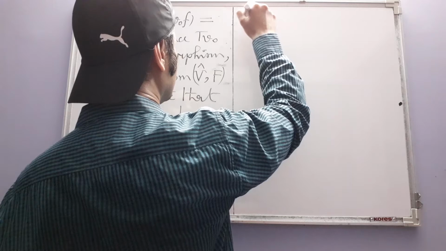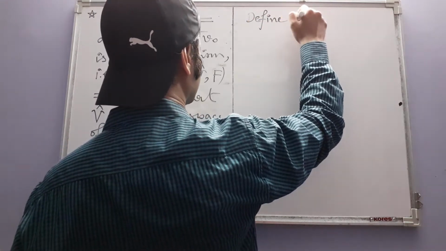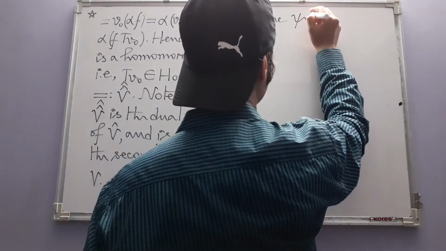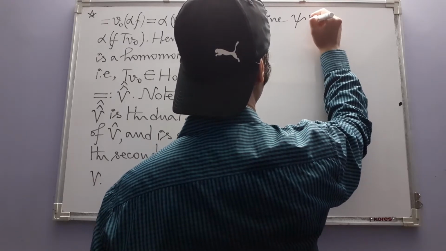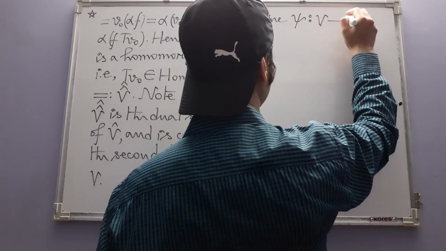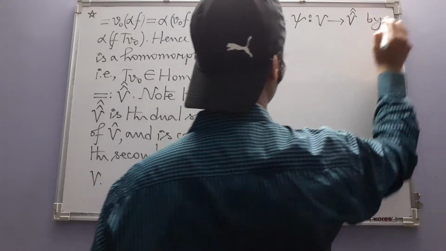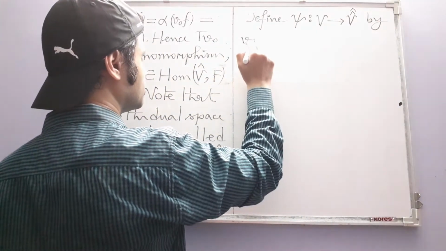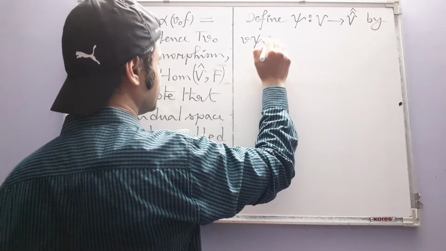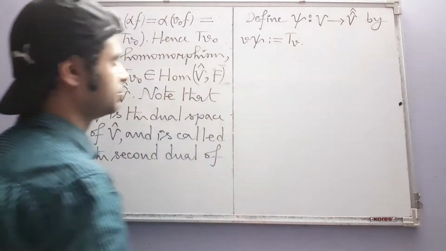Now we are going to define another function, which of course is nothing but this correspondence that I just talked about right now. Psi from V into the second dual of V, by this any element V from the original space V. If you apply psi on that, then you get TV.